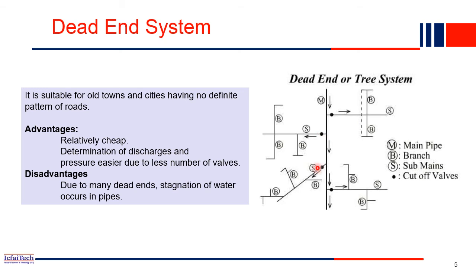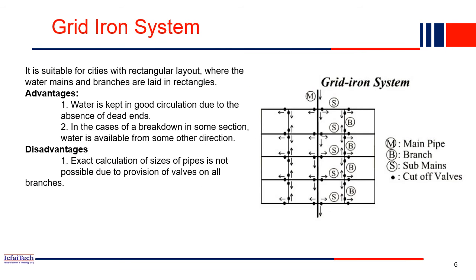Okay, but the advantage, as I mentioned, is that here you can very easily divert the water from one end to another end. Now the next layout system is the grid iron system. Here you can see water is flowing in a gridded manner. This M is the main pipe, and from there sub main pipes will be going from the main pipe. And these are all branch pipes also; B is actually the branch pipe. And you can see so many cut-off valves here.